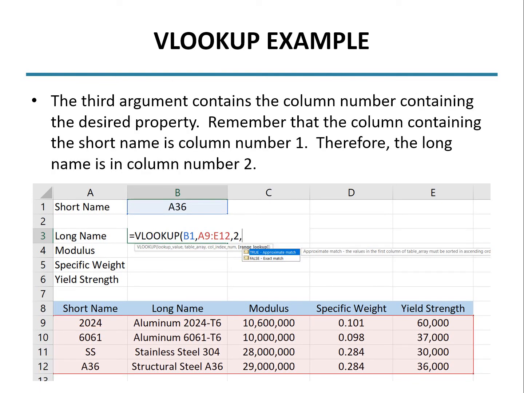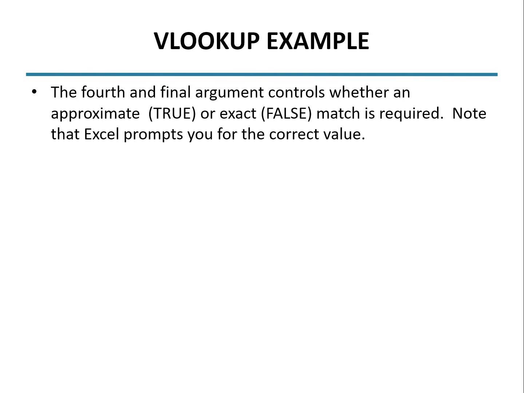Then, since I want to put the long name into this one, I'm looking at column 2. It's the second column of that table. If I were looking for, say, the modulus, then that would be number 3, specific weight 4, etc. And finally, the true false. If it's true, then approximate match is okay. If it's false, we need an exact match.